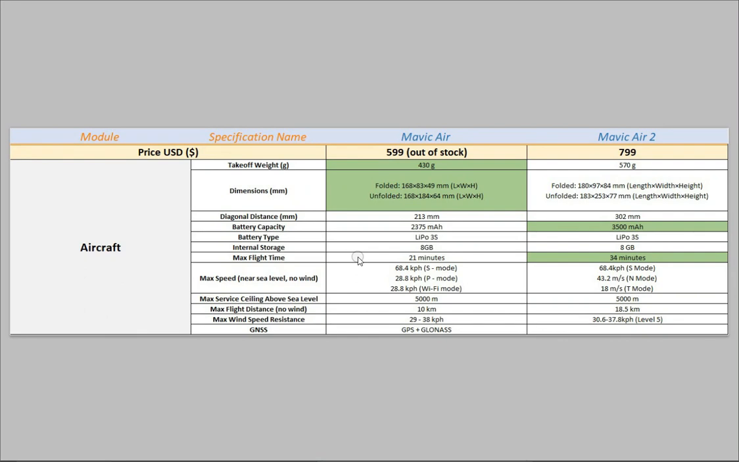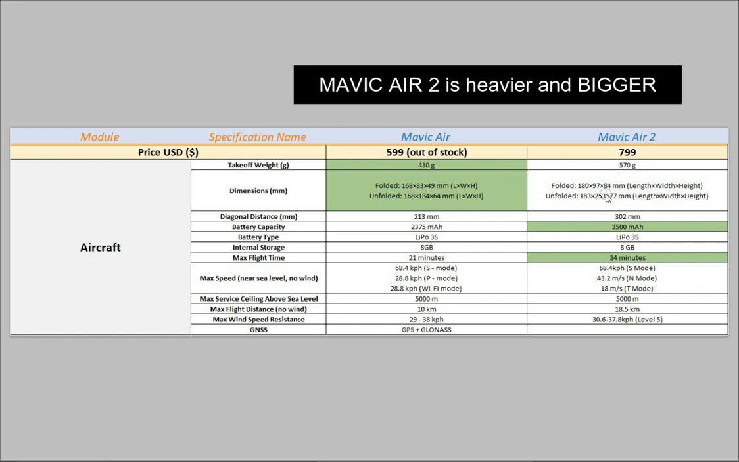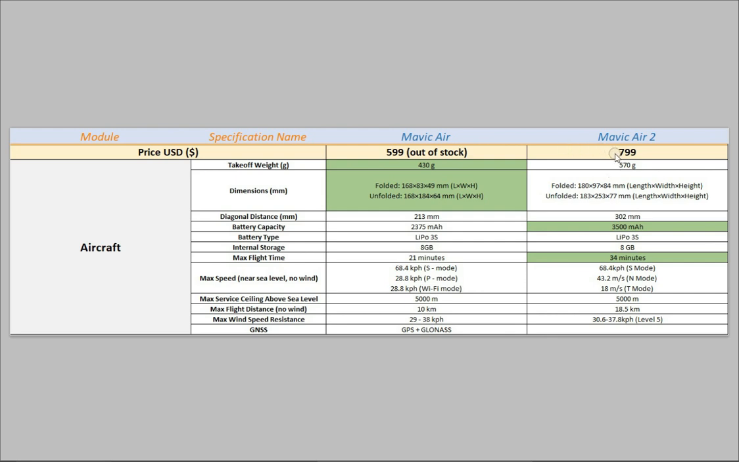DJI has launched Mavic Air 2, so let's compare it with Mavic Air. And the first thing that you notice is the size has got bigger, so the weight has got bigger, and the price goes up as well because there are some features that have been added, although there are some features which I believe should be there, and I will also talk about them.